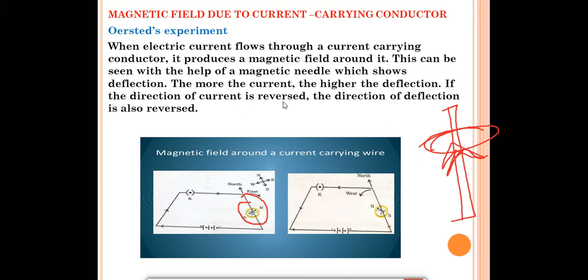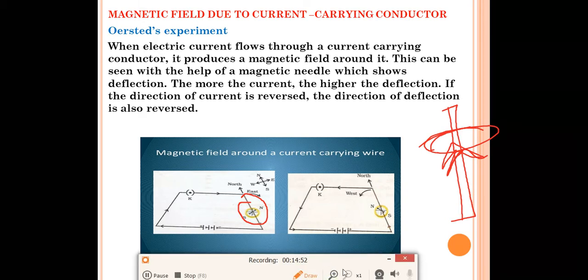If the direction of current is reversed, the direction of deflection is also reversed. Now, if we change the direction of the current, what will happen? The direction of deflection will also be reversed. Suppose first the current is moving from north to south, and that time the deflection is also from north to south. But if we change the direction of the current from south to north, the deflection will also be reversed. You can look at the diagram given over there.